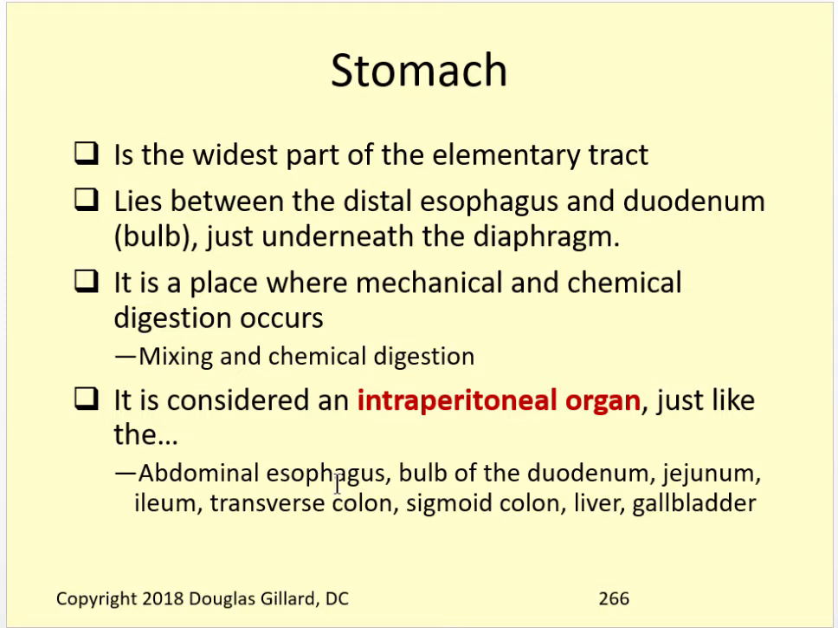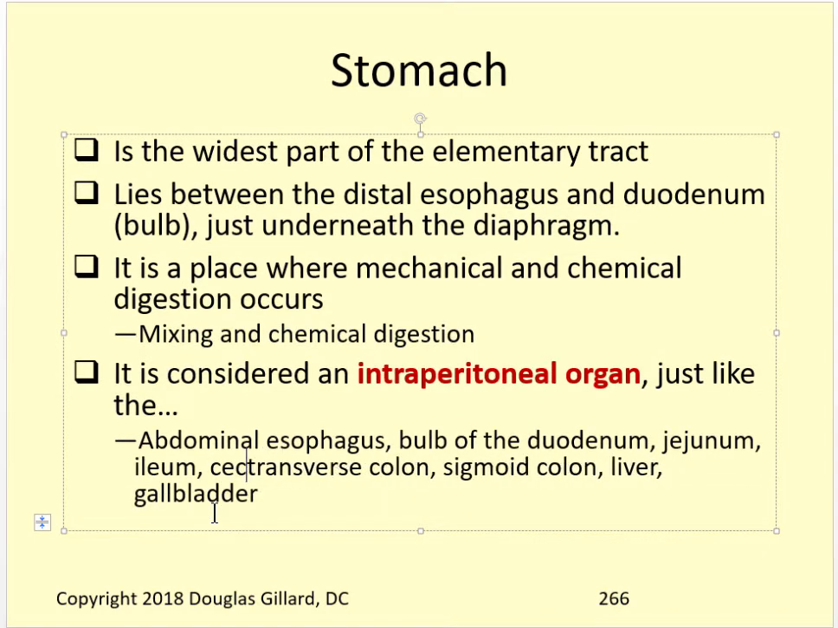The abdominal esophagus is intraperitoneal. The duodenal bulb, the first couple centimeters, is intraperitoneal. Then the rest of the duodenum comes out of the peritoneum, then it dives back in at the duodenal jejunal juncture or flexure. So the jejunum and the ileum are intraperitoneal. I guess I could add the cecum in here, and the transverse colon.